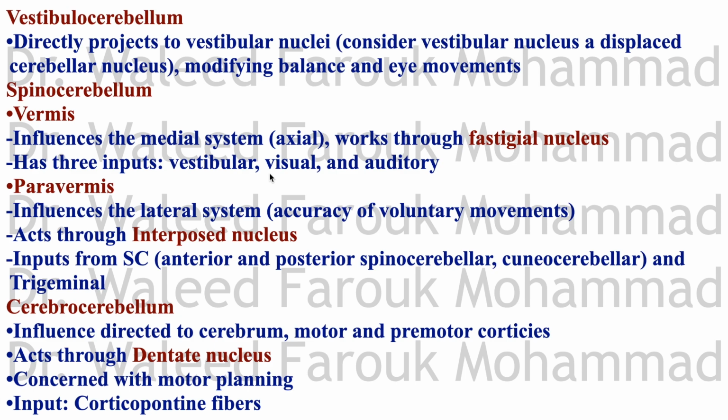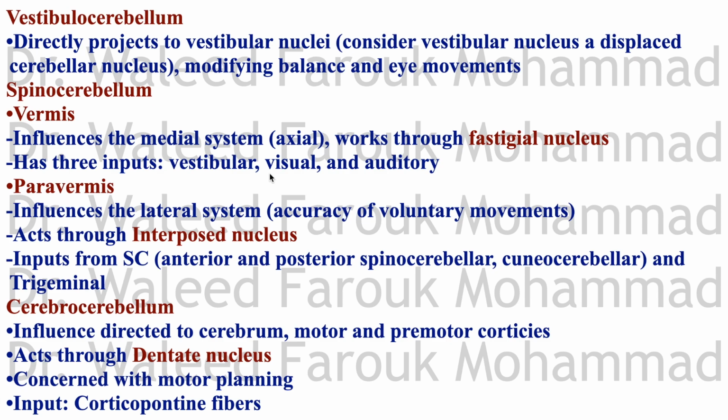The spinocerebellum is concerned with the limbs. It influences the medial system, which is the axial muscles, and works through the fastigial nucleus. This is the vermis. So remember, the vermis in the middle works through the middle nucleus, the fastigial nucleus, and has three inputs: vestibular, visual, and auditory.